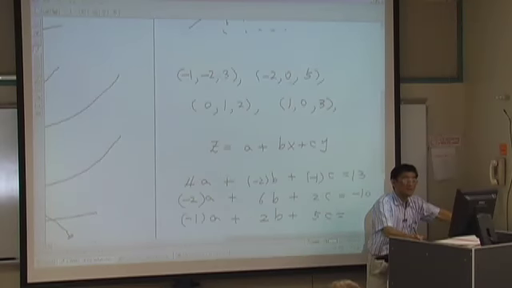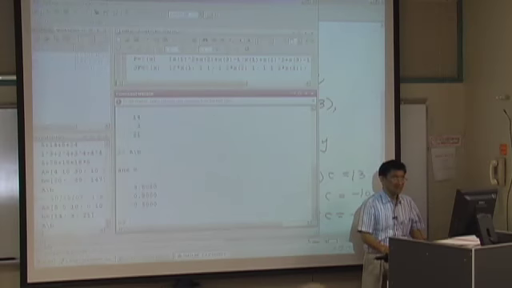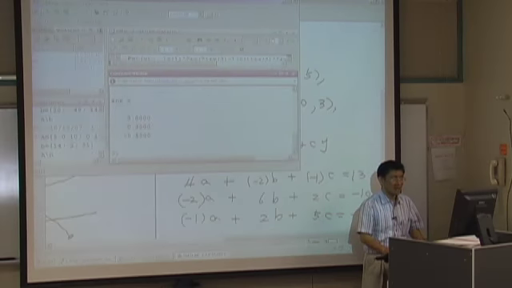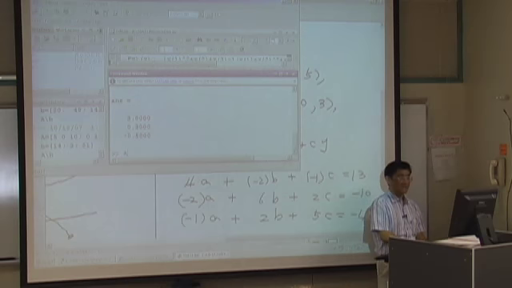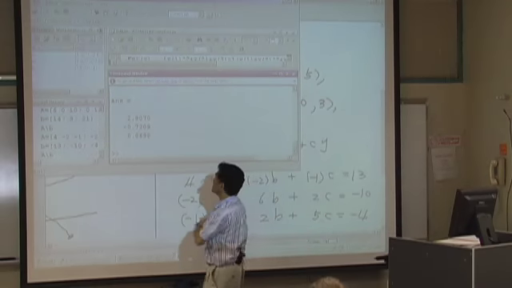-6, 0, +2, -4. So I found all the numbers, and then I will now assemble A and then solve this. A equals 4, -2, -1, -2, 6, 2, -1, 2, 5. A is this one. B is 13, -10, -4. So it is this, right? 2.9. I will copy this.